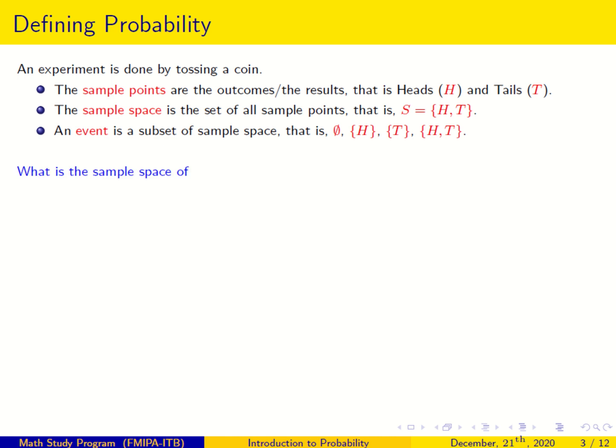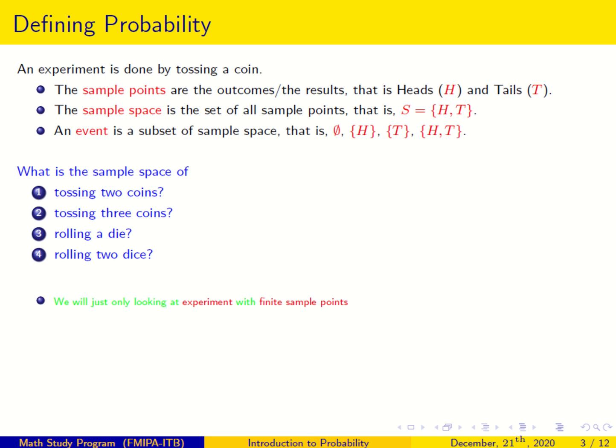What is the sample space of tossing two coins, tossing three coins, rolling a die, rolling two dice? We are going to discuss how we can have the sample points for these four experiments. Something to keep in mind is that we will only look at experiments with finite sample points. Experiments with infinite sample points will be discussed in more advanced courses.